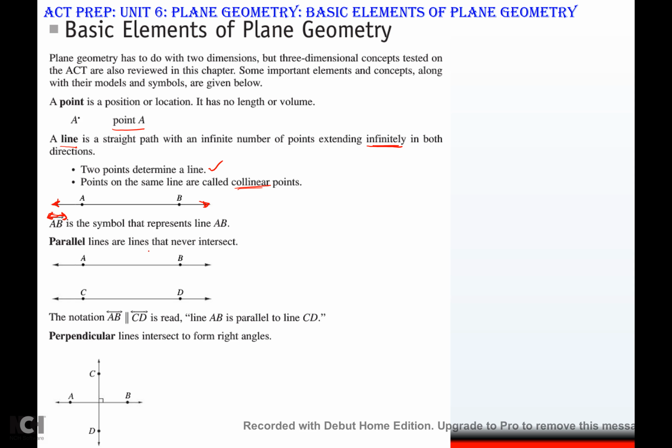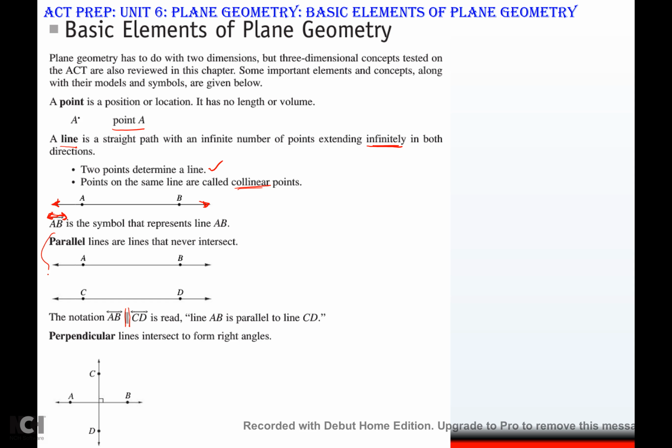Parallel lines are lines that never intersect. We've talked about parallel lines before. And you know, in order for 2 lines to be parallel, they have to have the same slope. But they never intersect. Okay? The notation AB, and these 2 lines mean parallel to CD, is read: line AB is parallel to line CD.